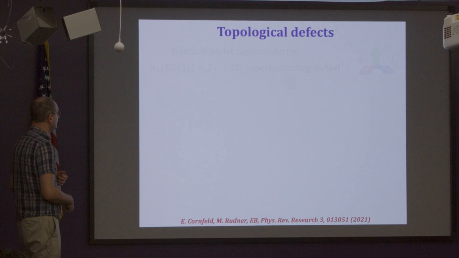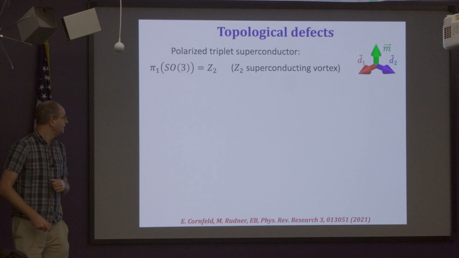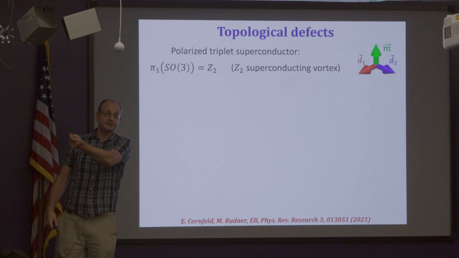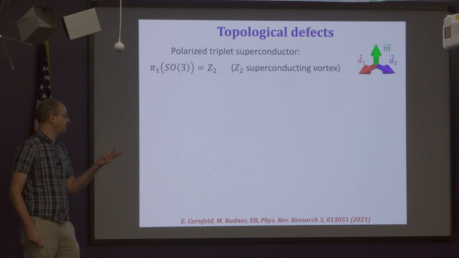Now here, our order parameter is not the U(1) phase, it's a triad. So it's actually equivalent to an SO(3) matrix. Okay, it's a rotation matrix in 3 spatial dimensions. And the corresponding homotopy group, pi_1 of SO(3), is actually Z2. So that means that as you go around the point, this order parameter either winds or not. It can't wind twice. Okay, winding twice is equivalent to not winding at all. There's not such a thing as 2 vortices in this system. There's either 1 vortex or nothing.